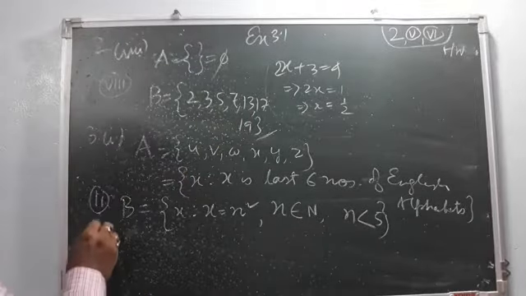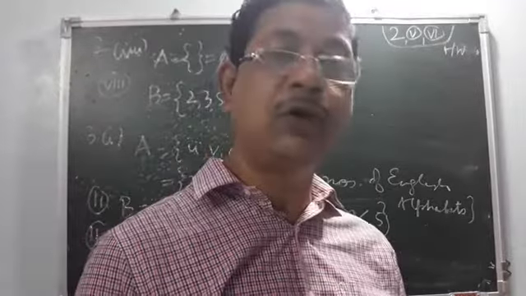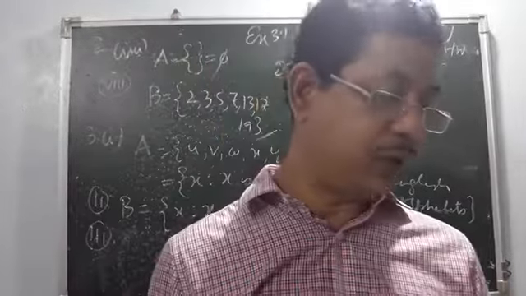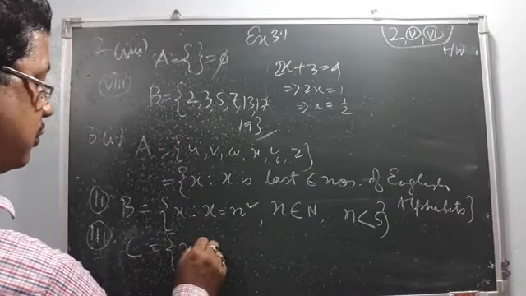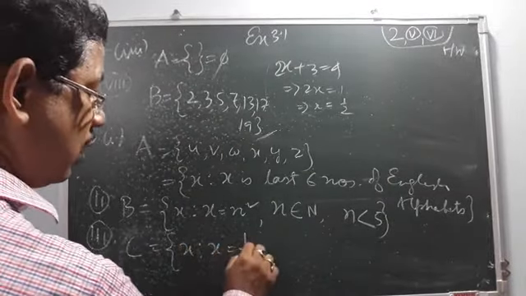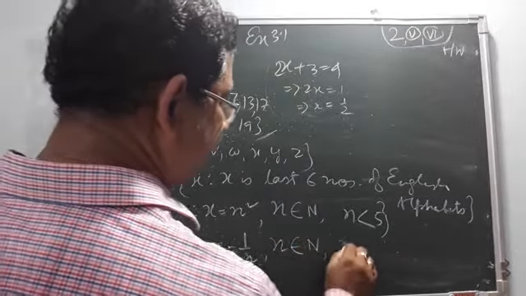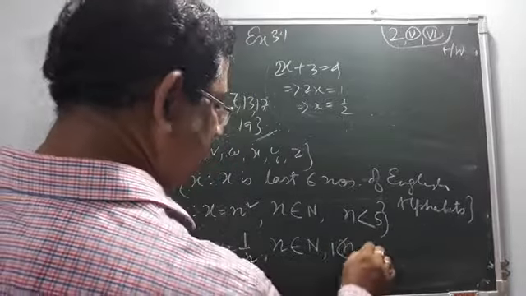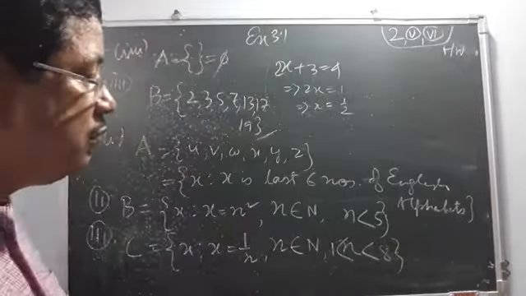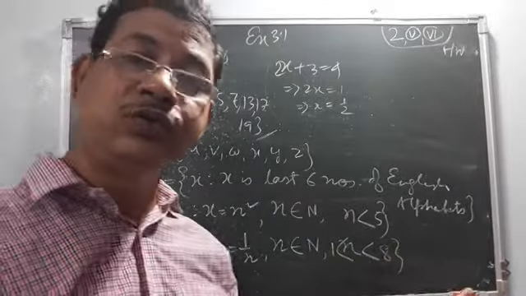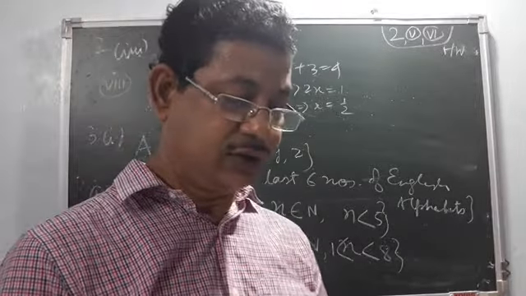Now the next one: 1 by 2, 1 by 3, 1 by 4, 1 by 5, 1 by 6, 1 by 7. So what can we write about this one? x such that x is equal to 1 by n. What is n? n is a natural number greater than 1 and less than 8. In between 1 and 8, the numbers are 2 to 7. If I put 2, 3, 4, this will give our values.